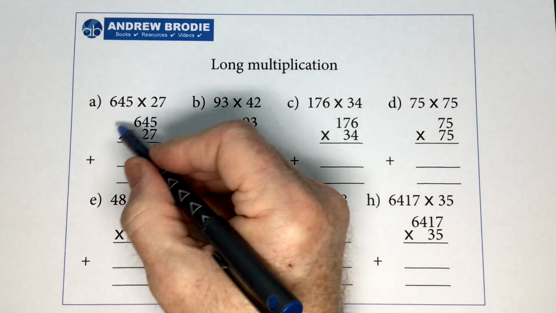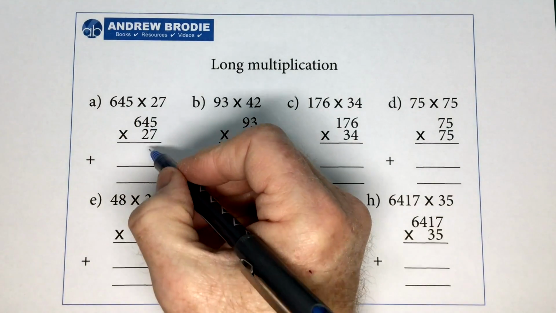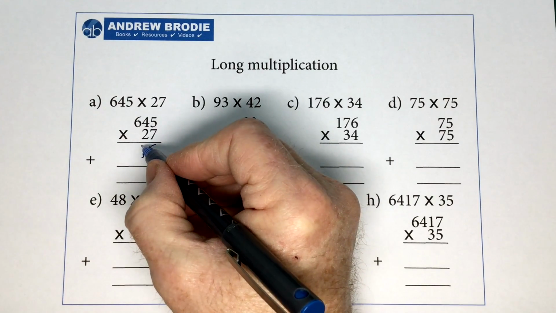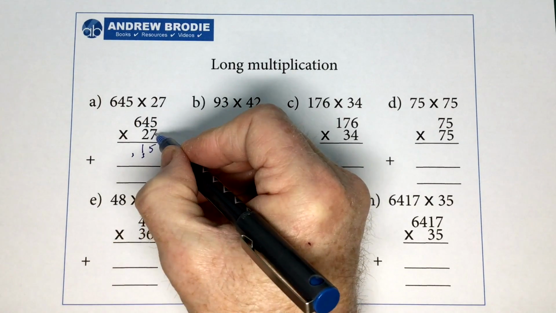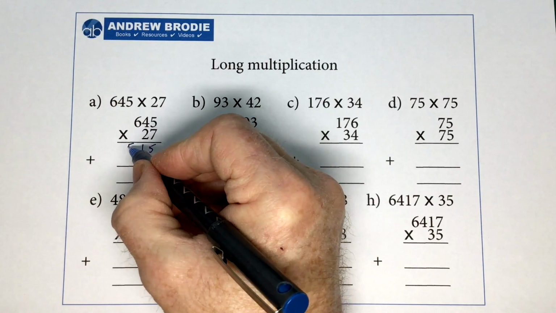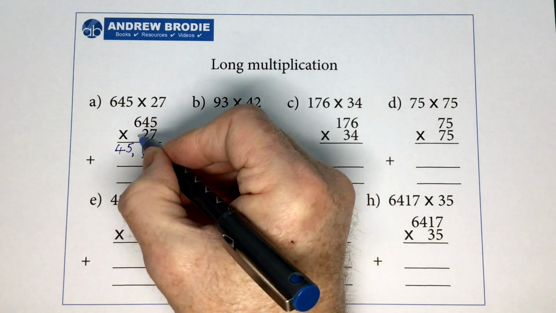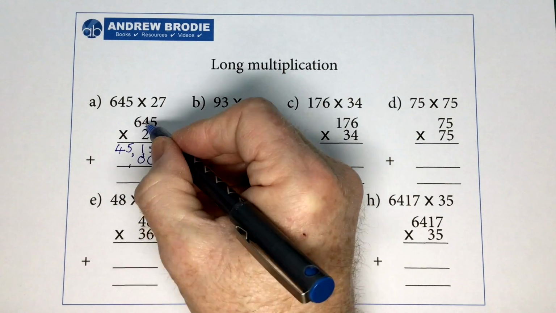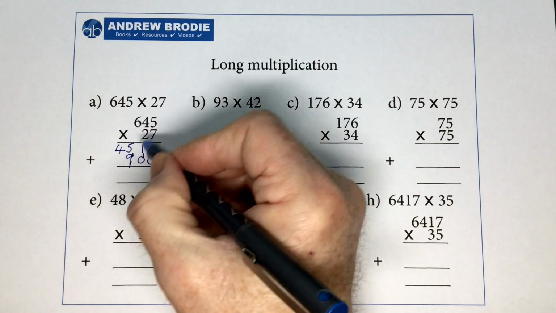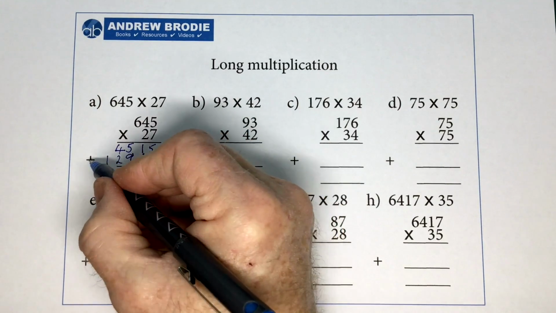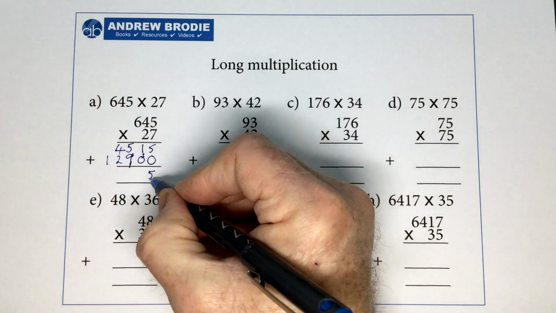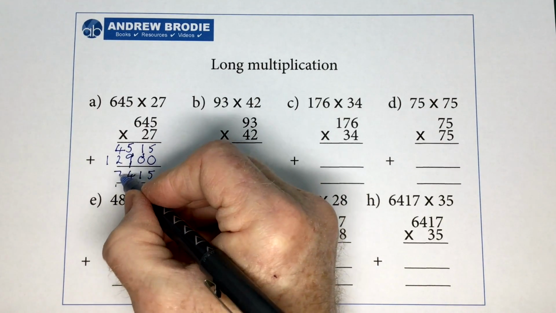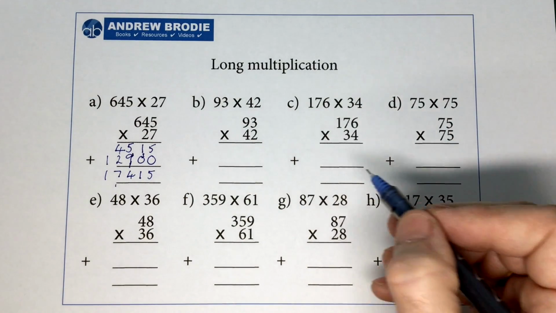So 645 times 27 written out like that. 5 sevens are 35. 4 sevens are 28, add 3 makes 31. 6 sevens are 42, add 3 makes 45. So we've finished with the 7. We're timing by the tens. We'll put a 0 in the units. 5 times 2 is 10. 4 times 2 is 8. 1 more makes 9. 6 times 2 is 12. Add them up. 5 add 0 is 5. 1 add 0 is 1. 5 add 9 is 14. 4, 5, 6, 7. 17,415.